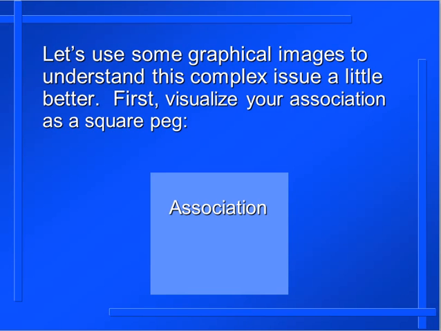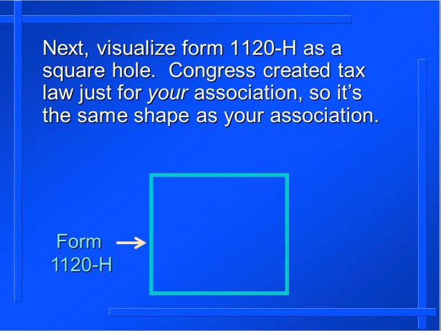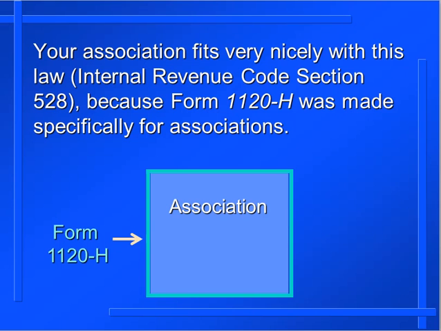It's really helpful to try and visualize these things just to grasp the major concepts. The easiest way to look at this is to visualize your association as a square peg. Next, visualize Form 1120H as a square hole. It looks basically the same shape because Congress created this tax law specifically for your association. As you could guess, your association fits very nicely as your square peg into that square hole. It was made to do so.